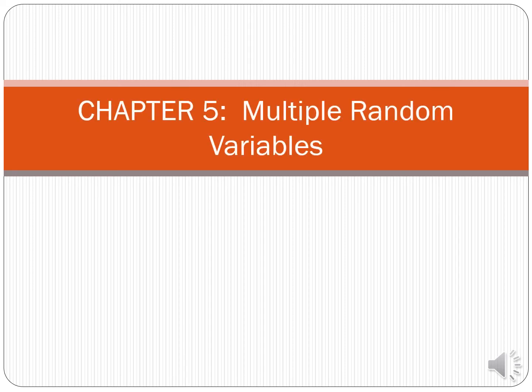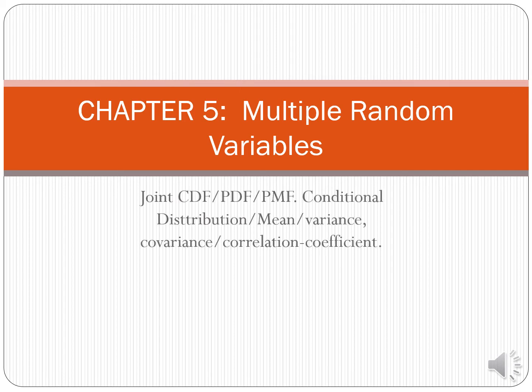We are going to learn about multiple random variables from chapter 5. The contents of this chapter are joint CDF, PDF, PMF, conditional distribution, mean and variance, and finally covariance and correlation coefficient.